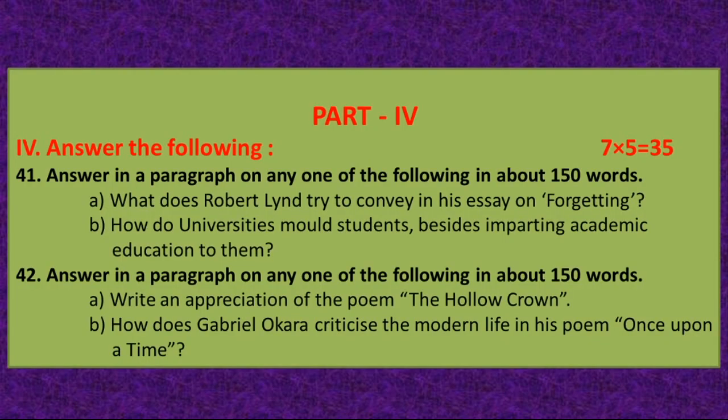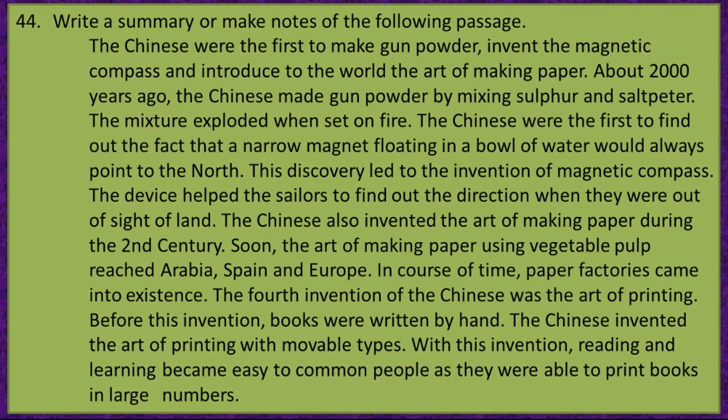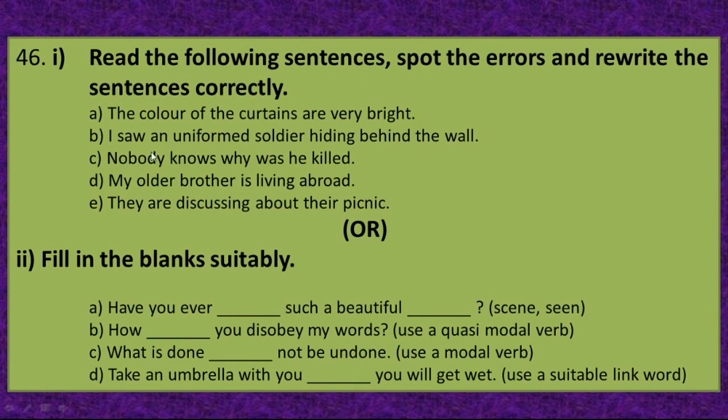Look at part 4: 41st paragraph question, 42 poem question, and 43 supplementary, 44th write a summary or make notes, any one of it. The 45th question is given here, notice writing. Write a paragraph of 150 words on the advantage and the disadvantage of online shopping. This is a general topic, can be an essay. You can write any one of it. And the 46th one is spot the errors. This you have learned in your previous classes. Easy questions will be given to you, so you can attend. For that also you need a revision, you need to refer.